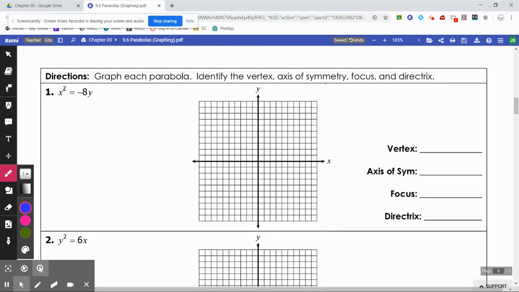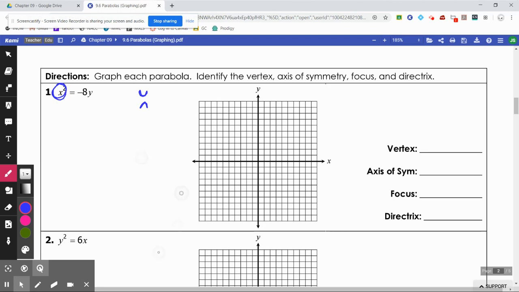It says negative 8y is equal to x squared. And again, to get it in the form that I like it better in, I like either y equals or x equals. Anytime you have x squared, this is going to tell me my parabola is going to be either up or it's going to be down. So let's get it in the form.